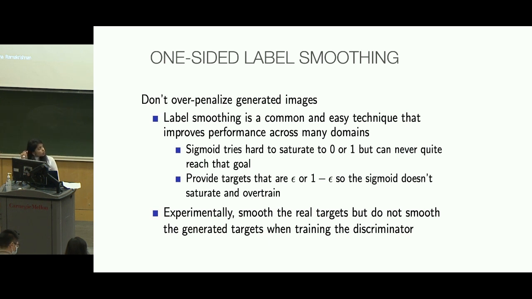Now there was one more technique which came up, which was one-side label smoothing. One-side label smoothing is basically, instead of choosing 0 and 1 as your labels for your one hot encoders, you can give values like 0.01, 0.99, these kinds of values. This technique will help the discriminator to not overtrain. The sigmoid will not saturate.